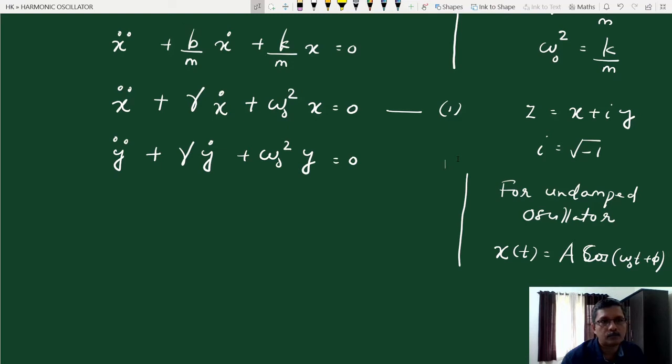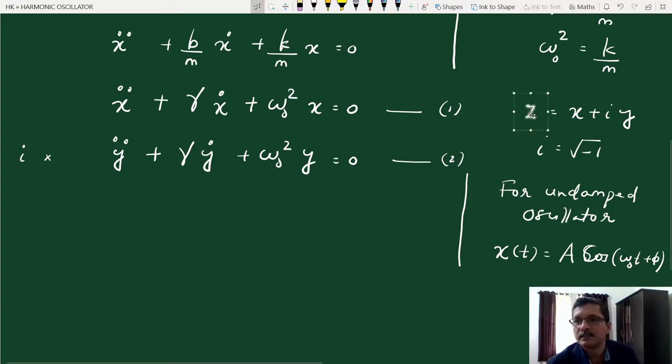So what we have to do is multiply the second equation, let us call it equation 2, with the square root of minus 1, that is i, all the terms, and then add with equation 1. What is the first term? x double dot plus i times y double dot. Let's call z as x plus iy. So z dot will be x dot plus iy dot. z double dot will be x double dot plus iy double dot.